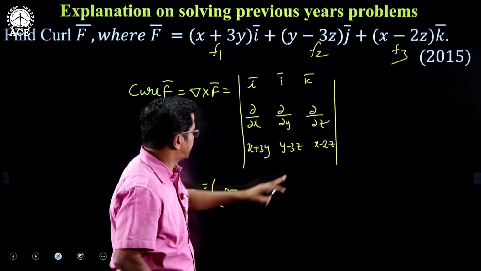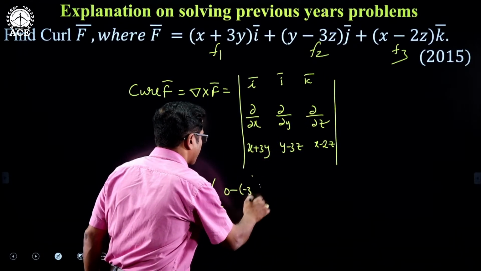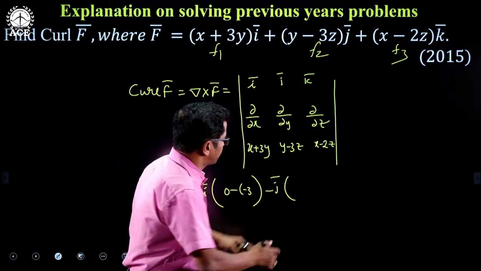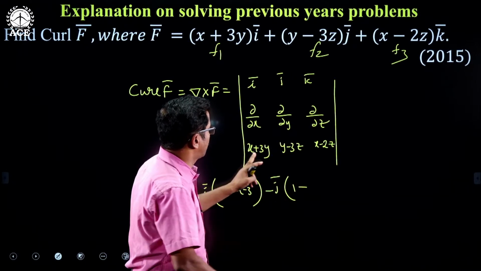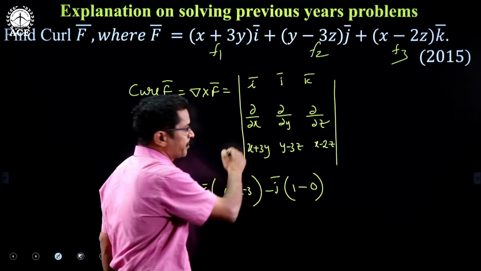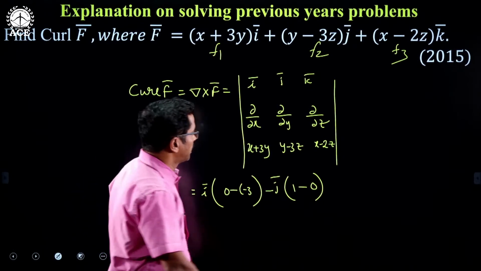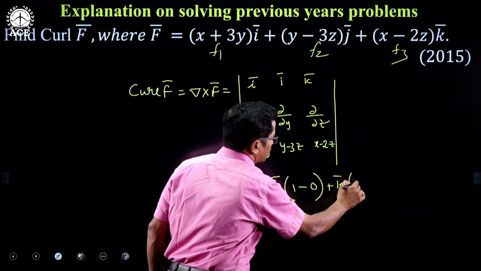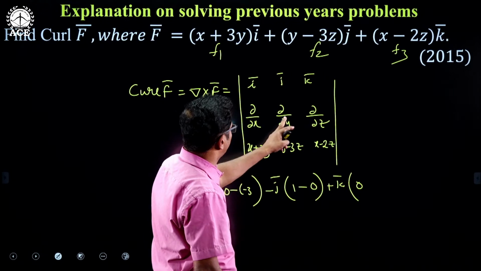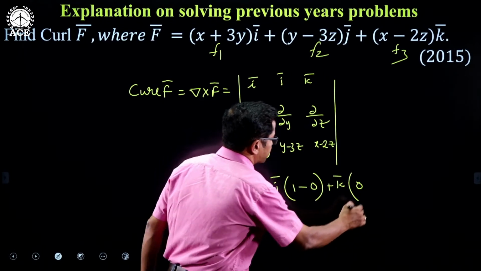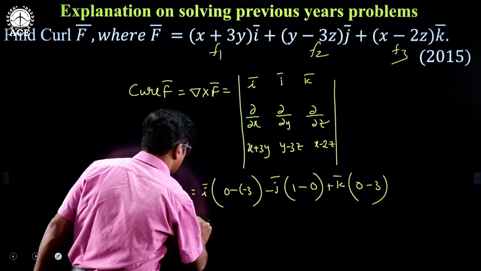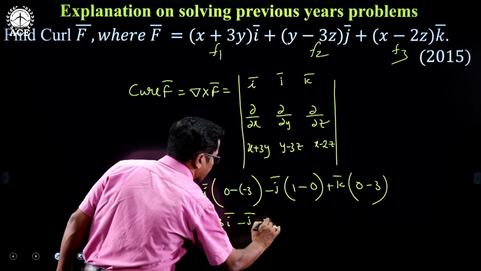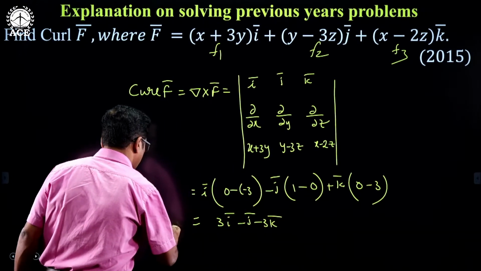dou by dou z of y minus 3z, which is minus 3, minus j bar into, okay, dou by dou x of this is 1 minus dou by dou z of this, 0, as it is independent of z and its differentiation is 0, plus k bar into dou by dou x of this is 0, since it is independent of x, minus dou by dou y of x plus 3y, which is 3. So this equals 3i bar minus j bar minus 3k bar. So this is curl F bar.